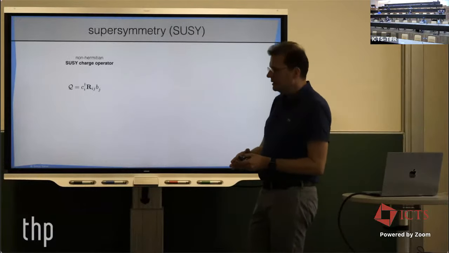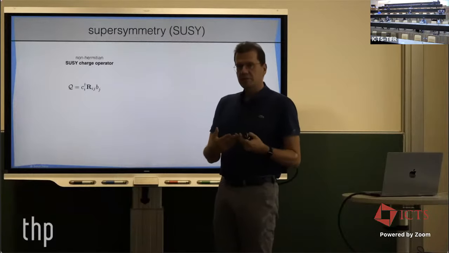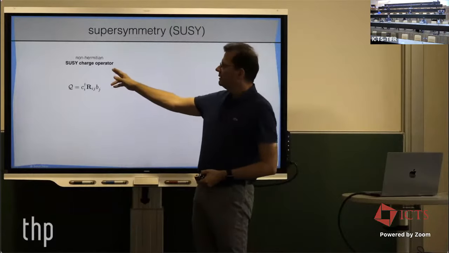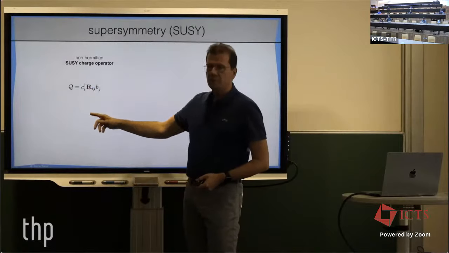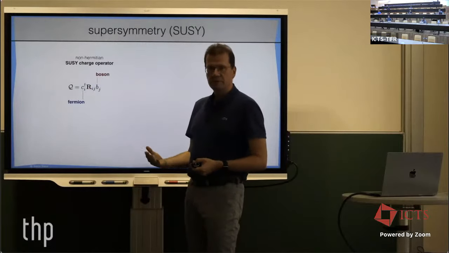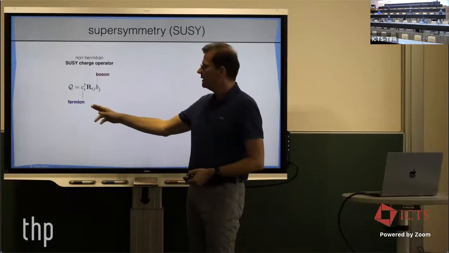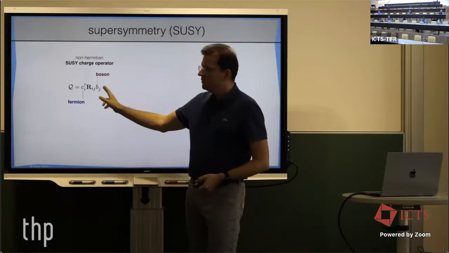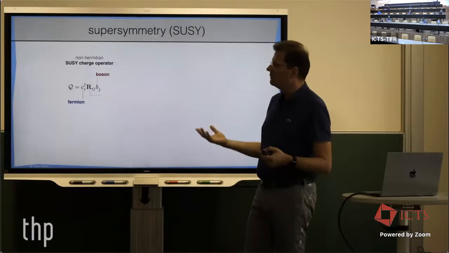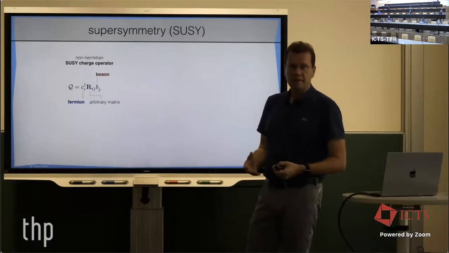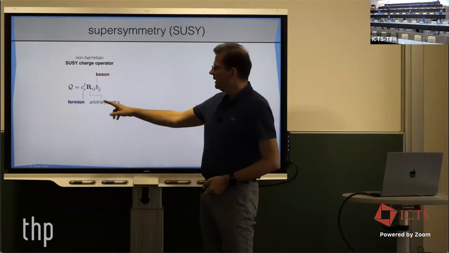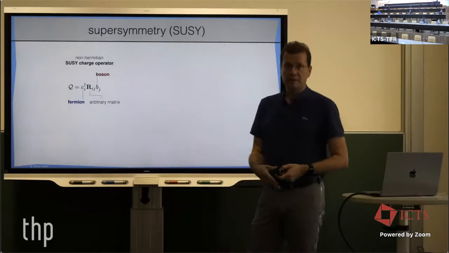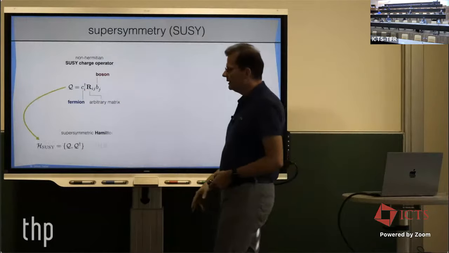So to do this, let me give you a more formal introduction to supersymmetry. Supersymmetry connects bosons and fermions, and we can do this explicitly by introducing a supersymmetric charge operator that goes from bosons to fermions. So annihilation of a boson, creation of a fermion, that's what this operator does. And in between these two operators, there is an arbitrary matrix R, which we will call the rigidity matrix in the following.